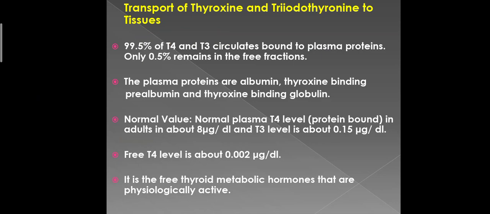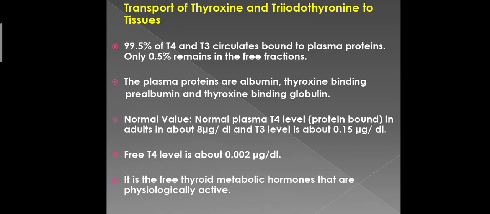Almost 99.5% of T4 and T3 circulates bound to plasma proteins. Only 0.5% of the hormones remain in the free form. The plasma proteins are albumin, thyroxine binding prealbumin, and thyroxine binding globulin. These are the plasma proteins which bind with the T3 and T4 and carry them to the tissues.